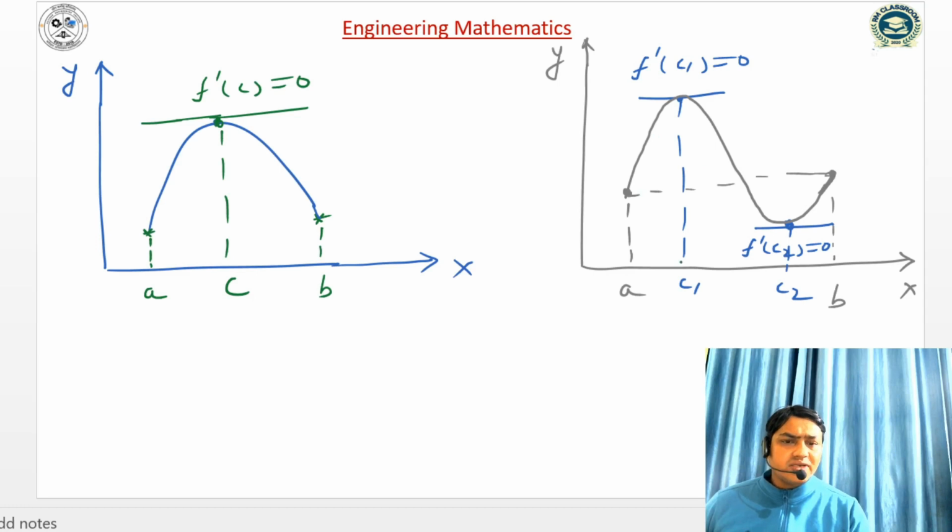Here I have taken another example. Here we can see that a function is continuous in the closed interval a to b, and the functional value at x equal to a is equal to the functional value at x equal to b. So at least one point, here 2 points I have shown. The first point is c1, that lies between a and b, and the second point is c2, that also lies between a and b, and at these 2 points, c1 and c2, our f dash c1 and f dash c2 must be equal to 0.